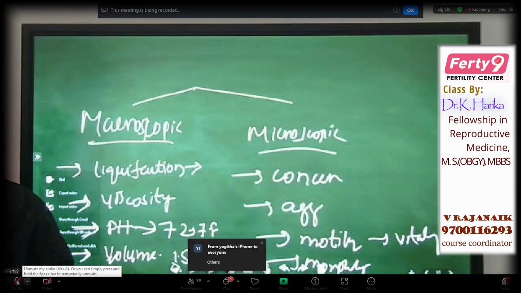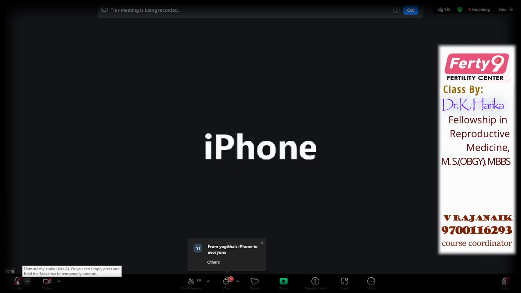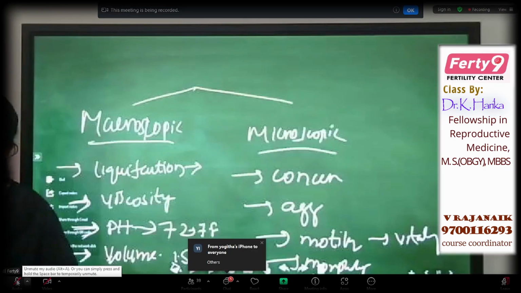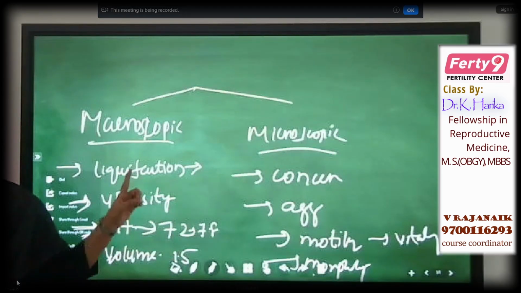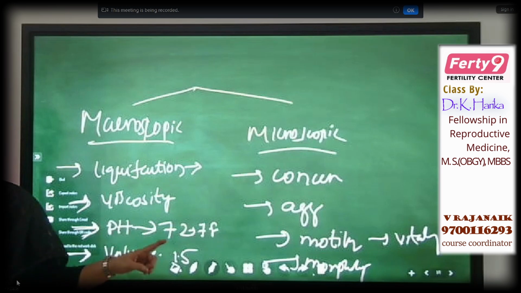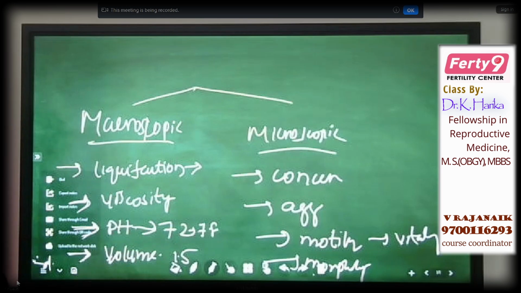So next, viscosity is nothing but the same thing. At the initial state it will be viscous and thick, but slowly over a period of time, because of the mucolytic action of the enzymes, it will become less viscous, which will help in the motility of the sperm. These are the macroscopic features.